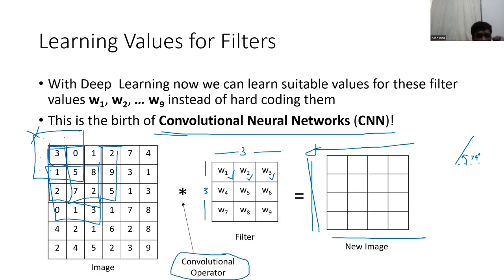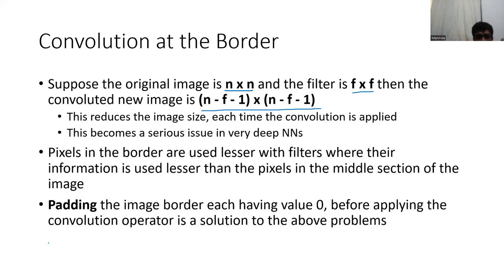Because of that, the border values will be utilized less. The information will be used less than the pixels in the middle section of the image, right? A pixel like this will be covered by this filter and so on, so this information will be used highly, but this information will be used very little. That is another problem.